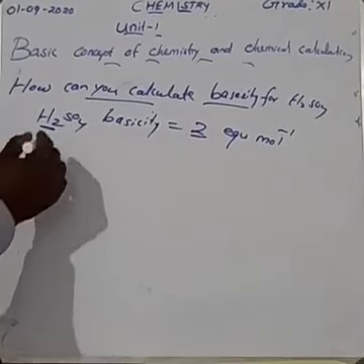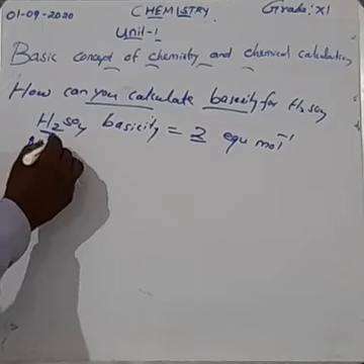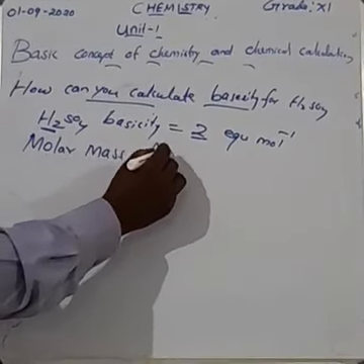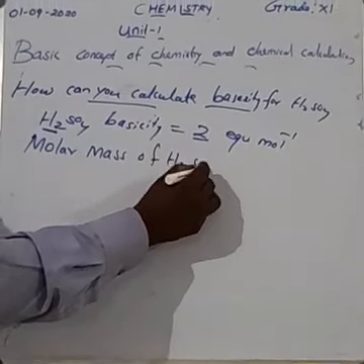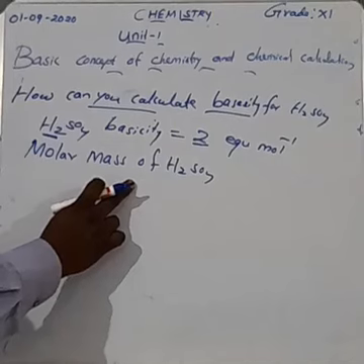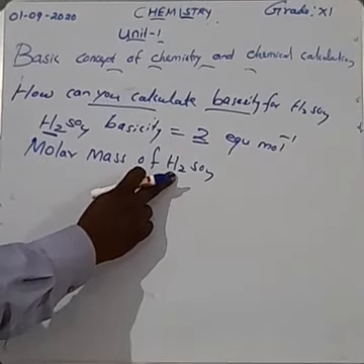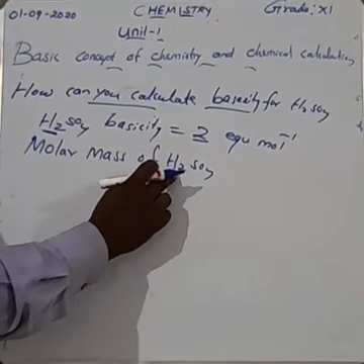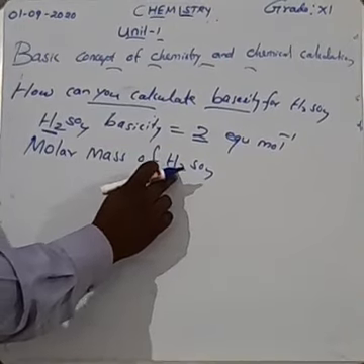What is the molar mass of sulfuric acid? Here, how much hydrogen is there? Atomic number of hydrogen is equal to 1. There are 2 hydrogens. Am I right? 2 hydrogen.